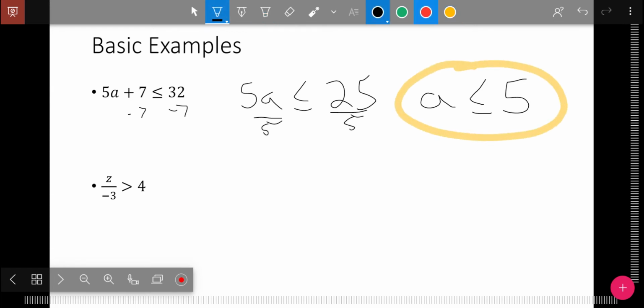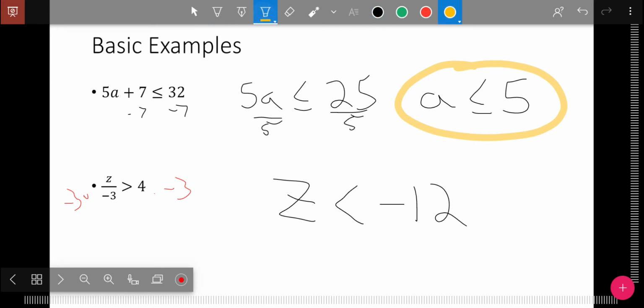Let's look at another one. Down here, to get z by itself, I have to undo division. The opposite of division is multiplication, so I'm going to multiply by negative 3. On the one side, that leaves just z. On the 4 times negative 3 side, that gives me negative 12. Because it's a negative number, negative 3, I have to flip the sign. And so z is less than negative 12.